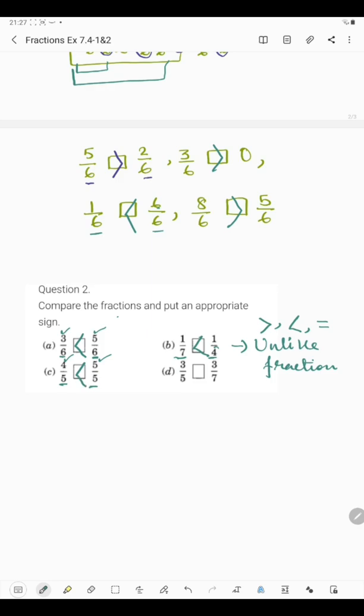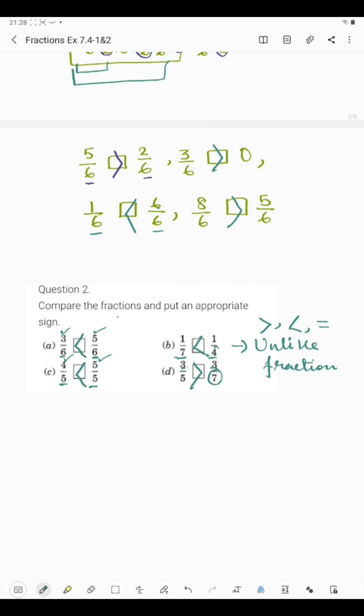Okay, now coming to the last part. In the last part we have 3 by 5 and 3 by 7, in which we have the same numerator. Okay, if the numerator is the same, that time we compare the denominator, and the smaller number will be the greater fraction. If a smaller number is present in the denominator, then the fraction will be greater. Okay, so here since 5 is smaller than 7, 3 by 5 is greater than 3 by 7.